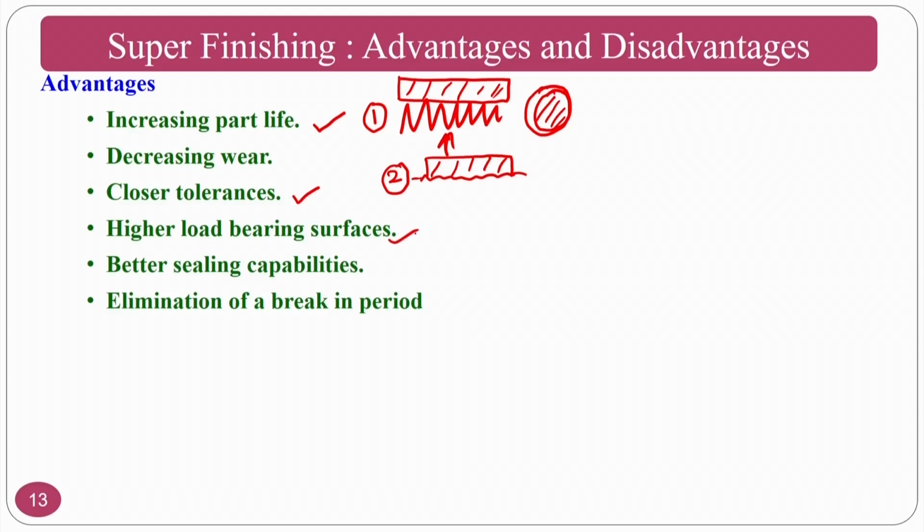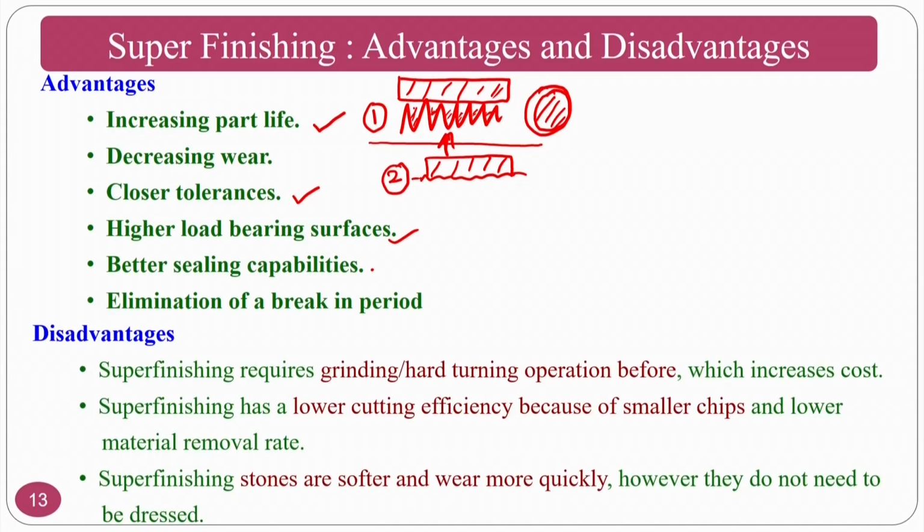load. So, the better sealing capabilities will not be there in the first case, in the second case it will be there, because in figure 1 you will have a lot of space. So, the gas or the air can be entrapped or it can pass through these peaks and valleys, but which is not the case in figure 2. So, elimination of the break-in period: normally you can eliminate the break-in period, that means that you can improve the life.